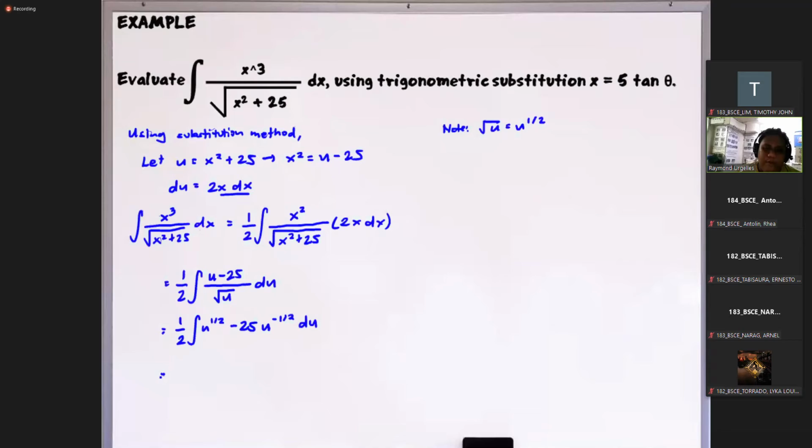Okay? So then after this, the power rule. So ano yung power rule natin? Again, the derivative with respect to x of x to the n is equal to n x to the n minus 1. Kaya pag binaliktad natin to, from here, dadalhin natin siya papunta dito.